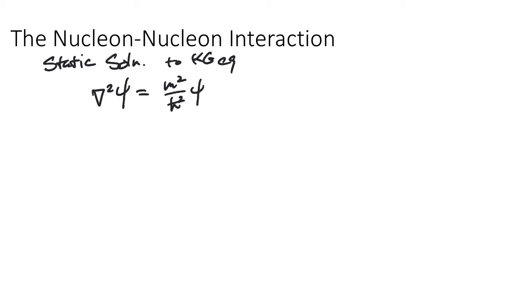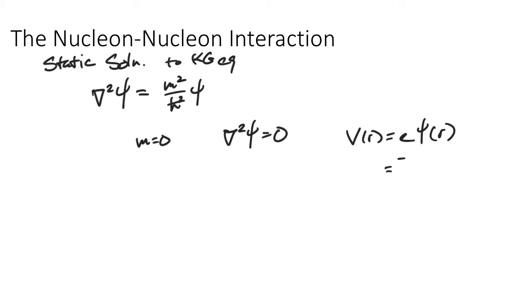Okay, so in electromagnetic interactions with a photon that's massless, in which case m equals 0, now you have del squared psi equals 0. Well, this is just the Poisson equation. We know that if we have a potential of r, which we can equate to E times psi of r, and that if this equals minus E squared over 4 pi epsilon naught times 1 over r, that this is a solution.